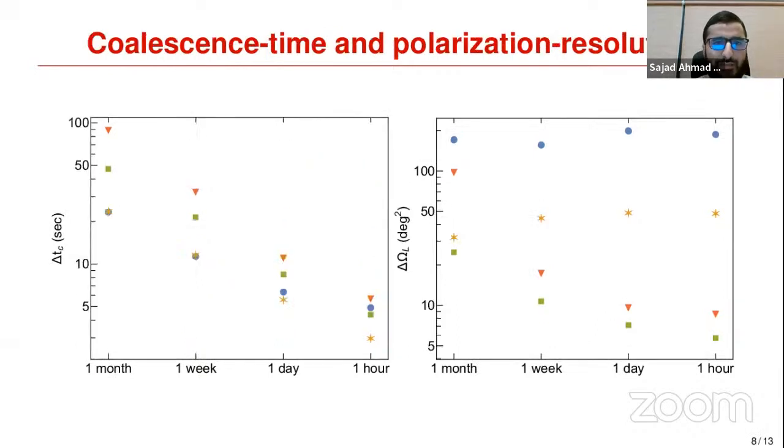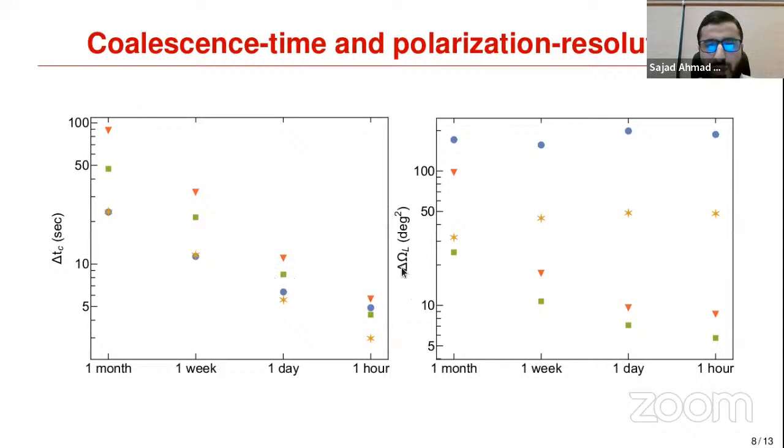Apart from that, if you see the time of coalescence, this plot shows the accuracy of the time of coalescence as a function of time before the merger. And in this plot, you can see even at around 1 day before merger, the time of coalescence can be measured within 10 second accuracy, which is extremely good precision for providing early warning to telescopes so that they can look for any optical or some other counterpart in some other band.